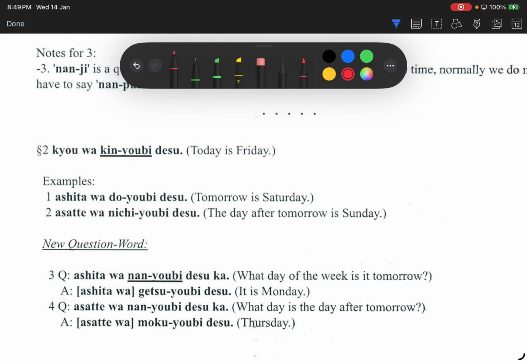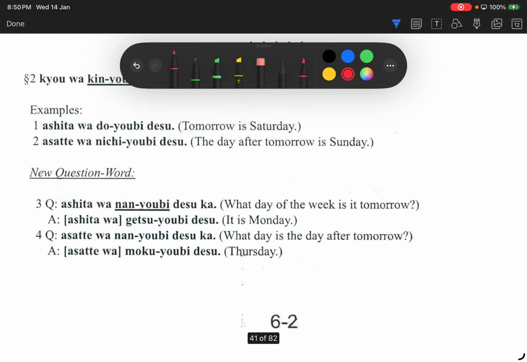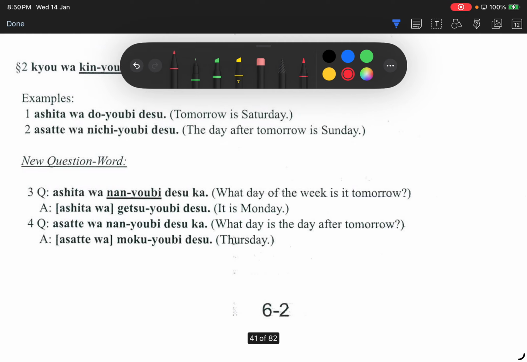Then if you want to ask what day of the week, nanyobi desu ka? Nanyobi. So we just replace the element with nan. So, what day is it? In English usually you will ask what day is it? I will be like, is it Tuesday, Wednesday, Thursday, Friday? Then the person will say, oh, it's Monday. You can try this way in Japanese also. You can ask them, nichiyobi desu ka? Getsuyobi desu ka? If you forget how to say nanyobi, then you can ask, is it Monday, Tuesday?